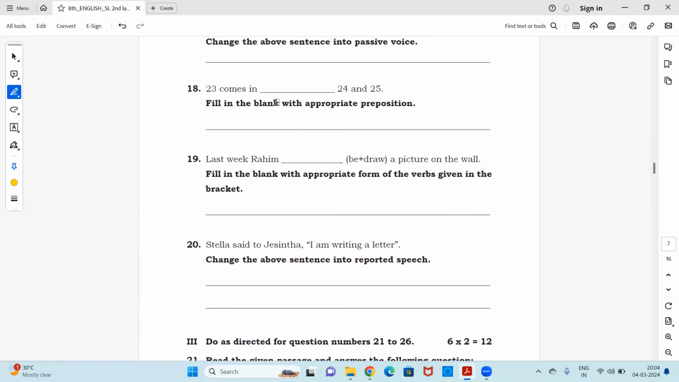Next, 23 comes dash in 24 and 25. Fill in the blank with an appropriate preposition. 23 comes in dash 24 and 25. Before 24 and 25, right? So before will be the answer, because the word before is a preposition. Okay, and 23 comes before 24 and 25.